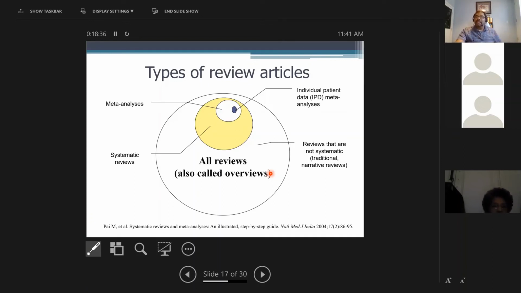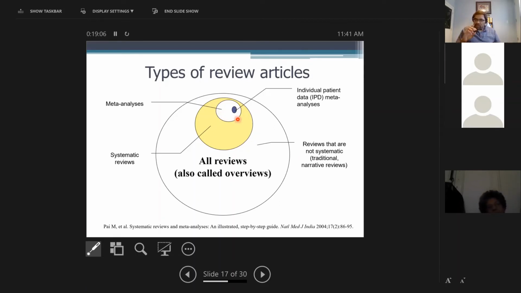But if you did this properly, you did a comprehensive search, you carefully looked for evidence, you quality appraised them, you critically read them, and you summarized them, then this yellow egg are called systematic reviews. So systematic reviews are a much smaller subset of all review articles. Now, within the yellow egg, you have a small white egg, which is meta-analysis, right?